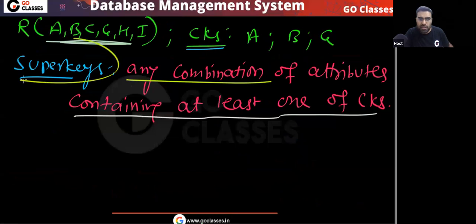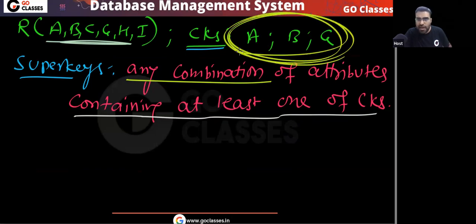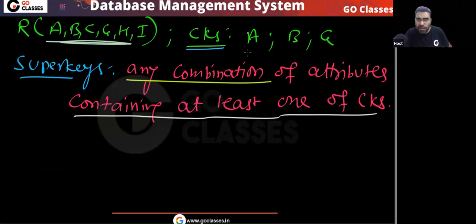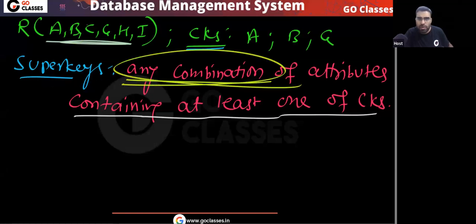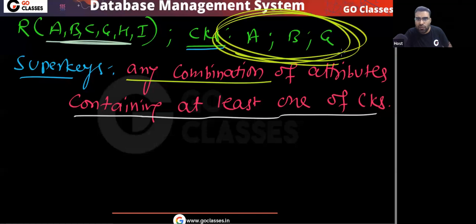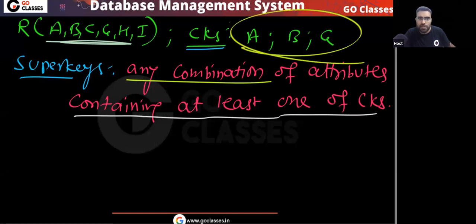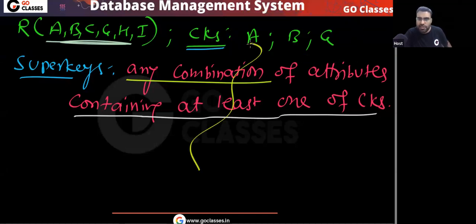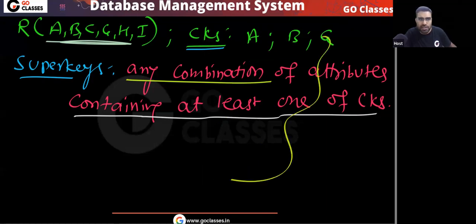Remember, what is a super key? A super key is any combination of attributes containing at least one candidate key, which means its superset. Basically, this is your super key. Its superset is a super key.